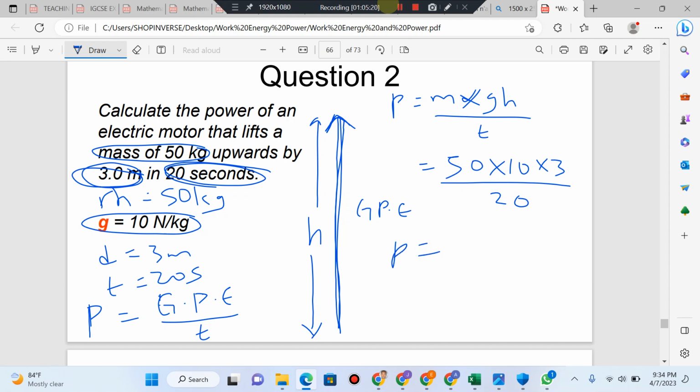So the power equals 50 times 10, that's 500, times 3, that's 1,500. 1,500 divided by 20, you get 75 joules. No, power is not measured in joules. Power is measured in watts. 75 watts. Easy, right? Of course, it is easy.